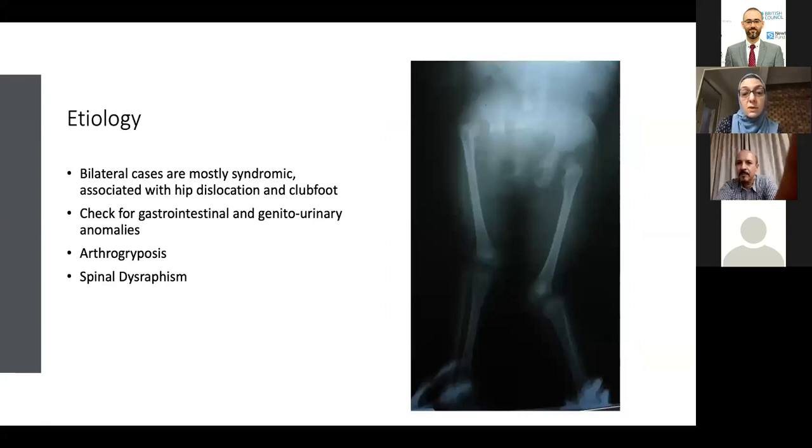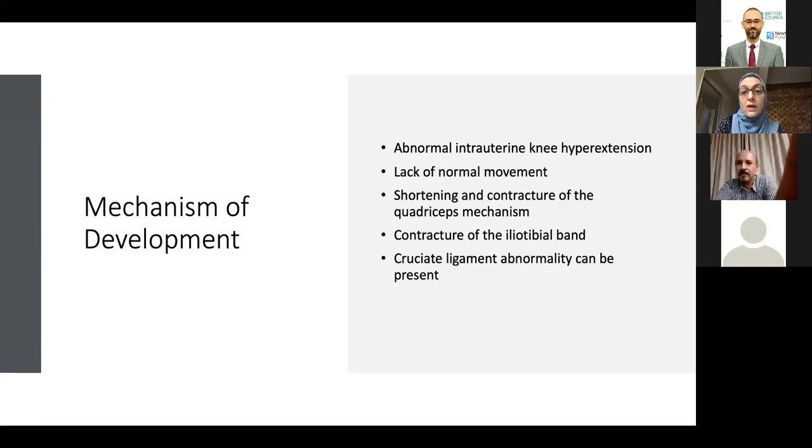Both knees are dislocated. They develop because of abnormal intrauterine knee position or hyperextension, which is associated with lack of movement due to muscle fibrosis or little room available, resulting in shortening and contracture of the quadriceps mechanism. Iliotibial band, the lateral side, is also very tight. That's why sometimes with trial or attempt at reduction, the tibia actually subluxes laterally on the femur, but does not reduce into position. Cruciate ligaments sometimes can be absent.